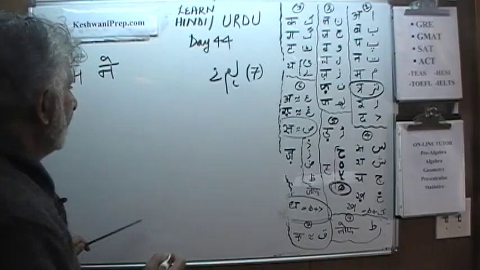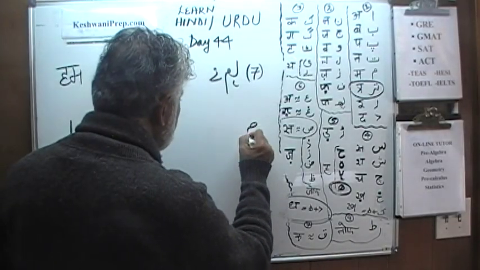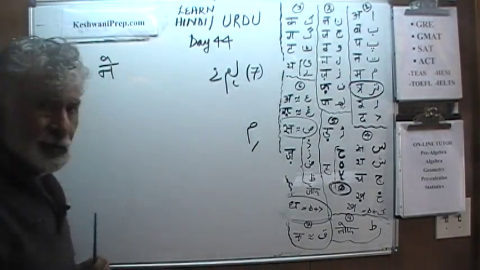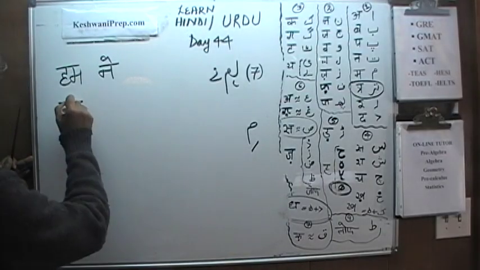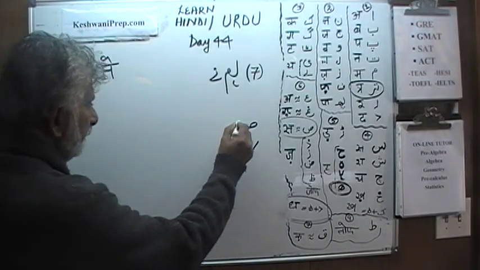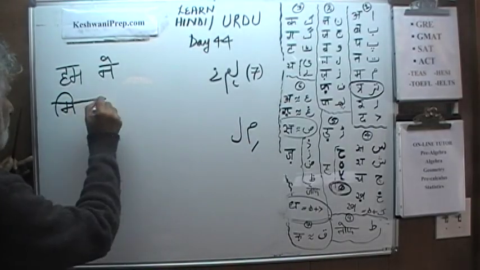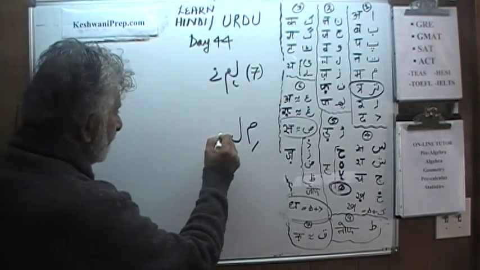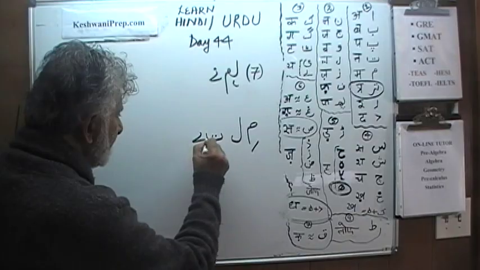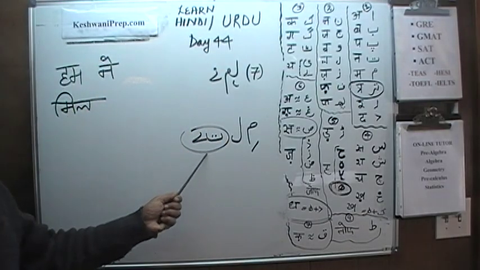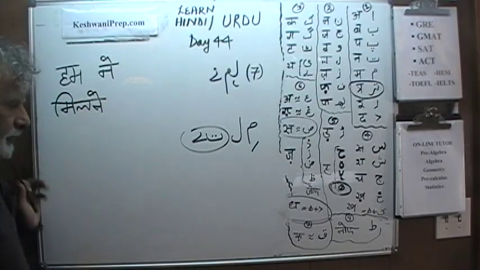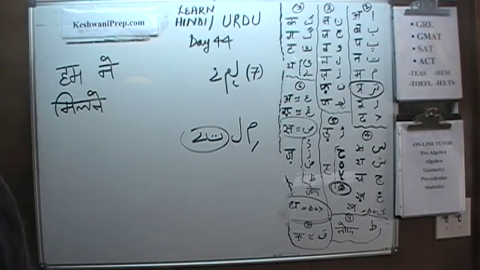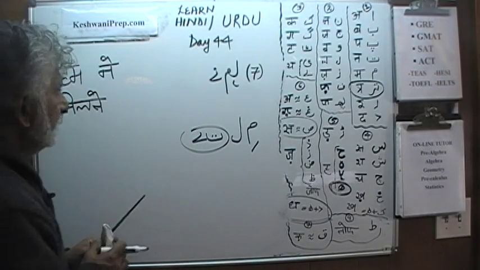मिलते would be ma with a choti ki matra. Mil, me, la, te. Te would be te and the badi hai. The badi hai is going to give us a choti a ki matra. Milte. Now we have to put it all together.